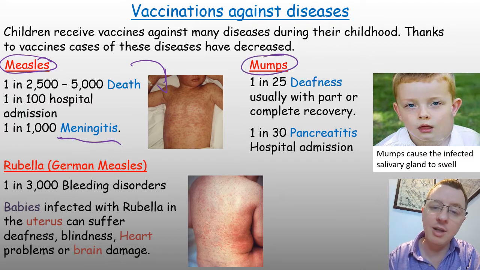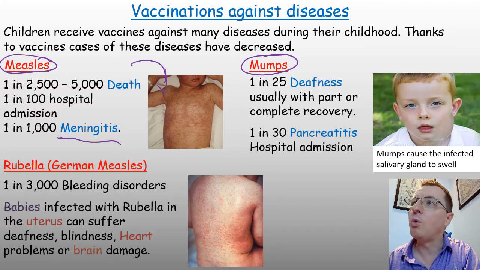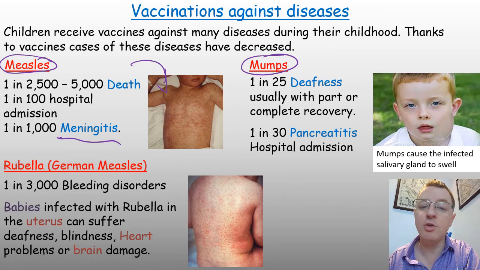The second disease on our list is known as mumps. Mumps has had a resurgence in the UK due to a large number of people who did not receive the MMR vaccine when they were children. Particularly, we're seeing cases of this now with young adults who are heading off to universities and are spreading the disease through social contact. If you contract mumps, 1 in 25 cases will result in deafness. This usually is partial or with a complete recovery, but even if you only partly recover your hearing, you will still experience hearing loss for the rest of your life.